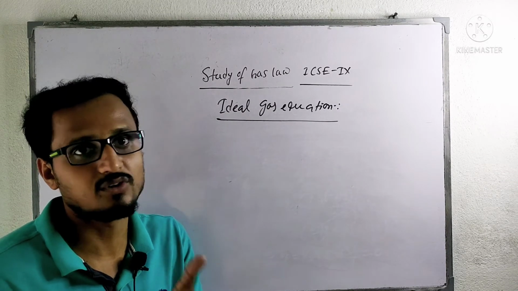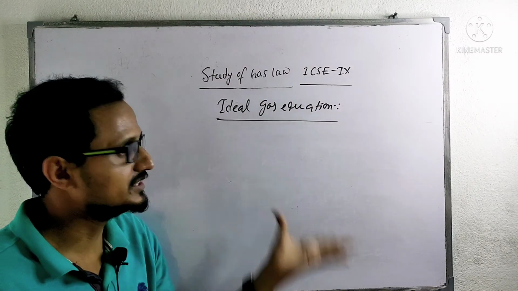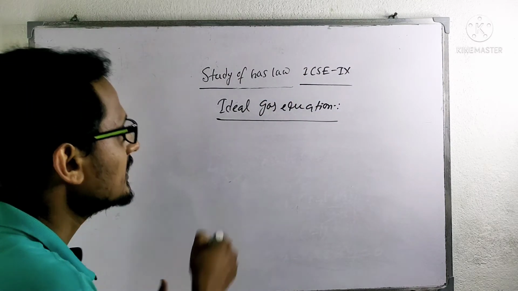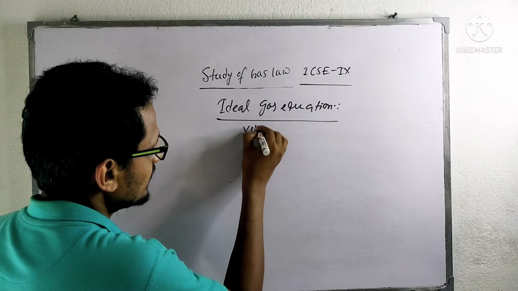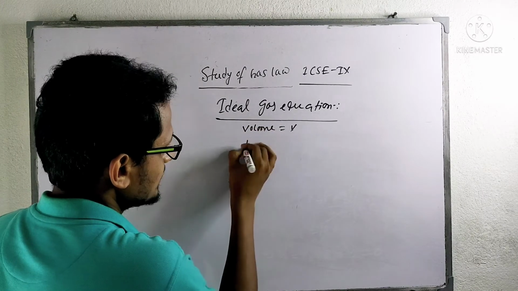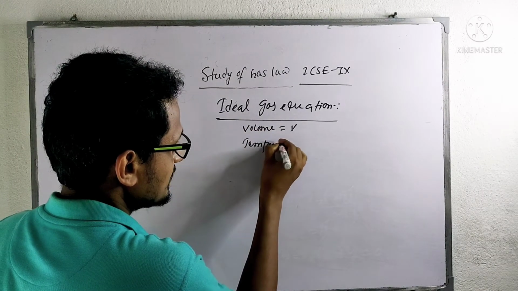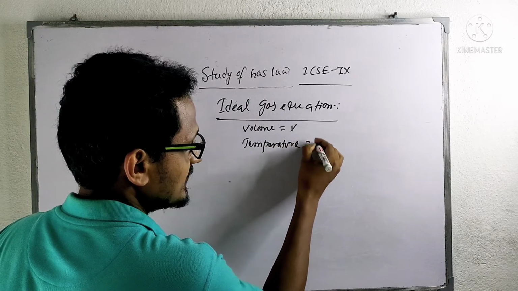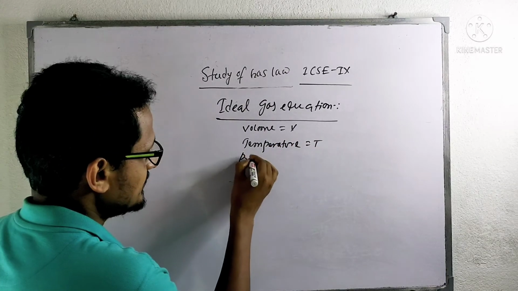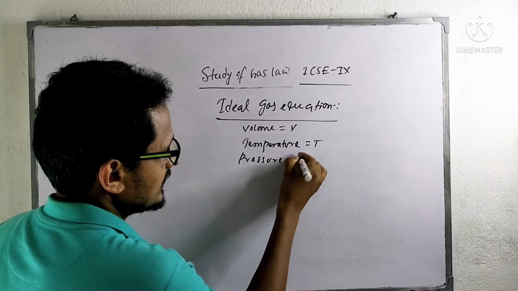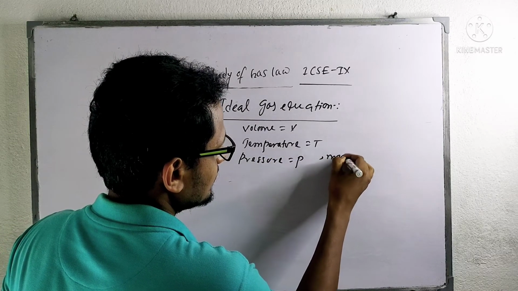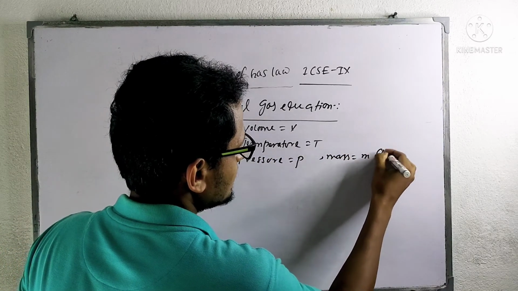So that equation they will follow. So we are going to derive that equation. Okay, so if the volume of a gas is V, Kelvin temperature is considered as capital T, pressure is P, and mass is fixed.